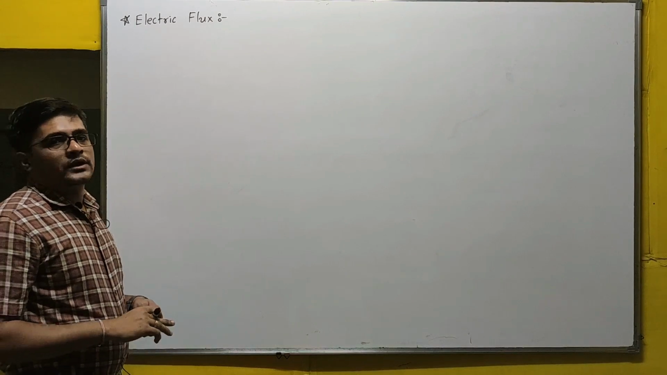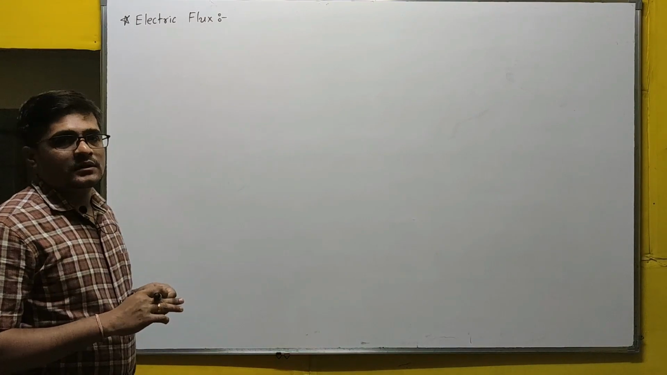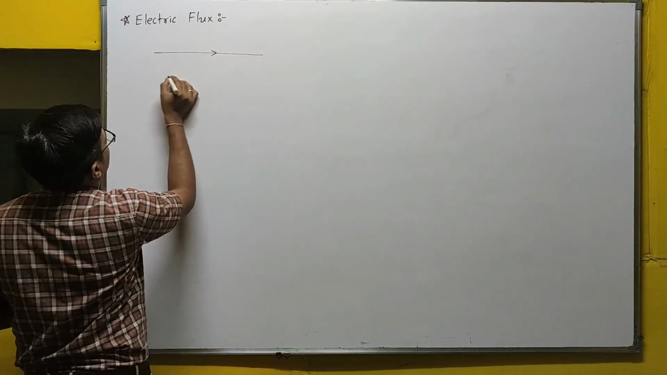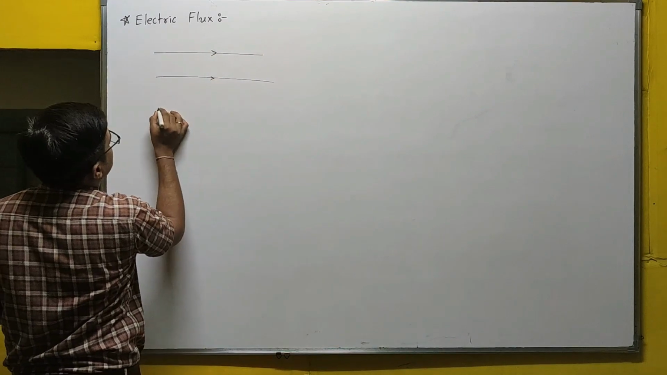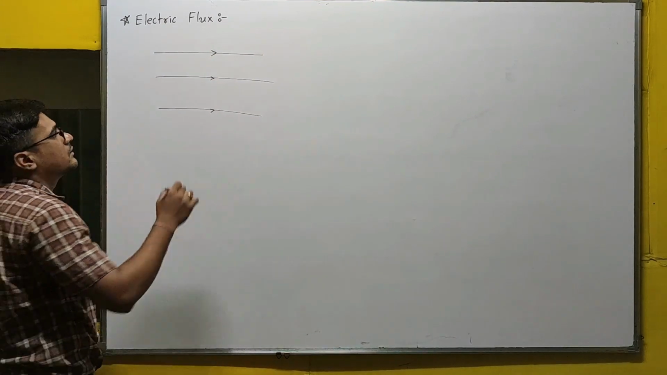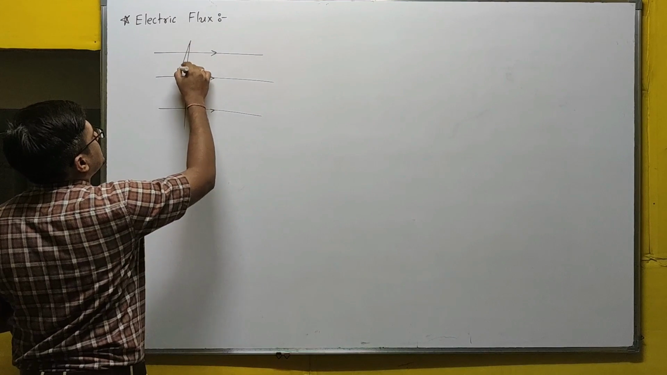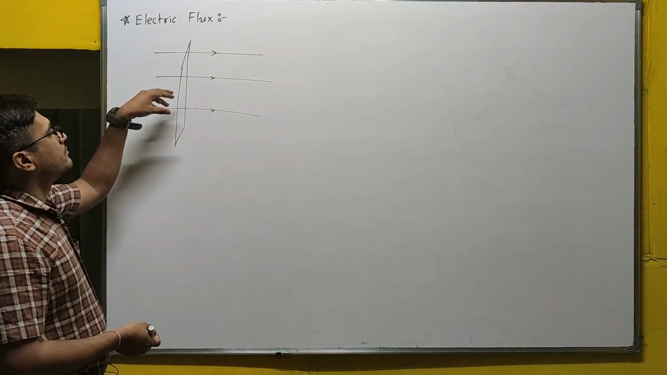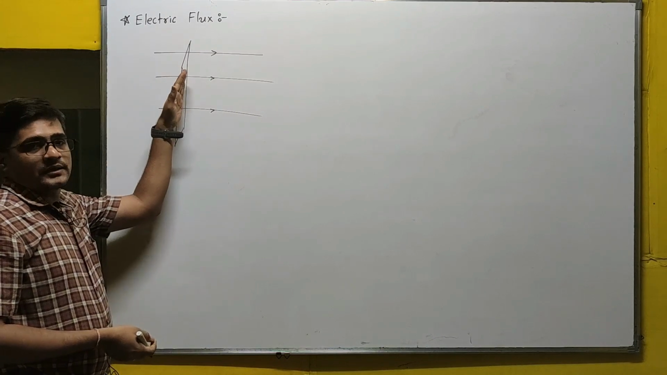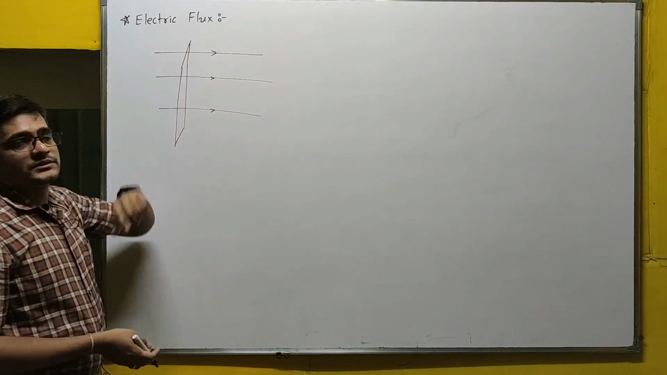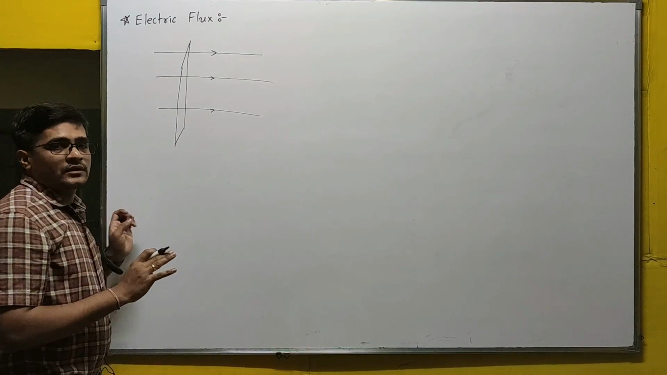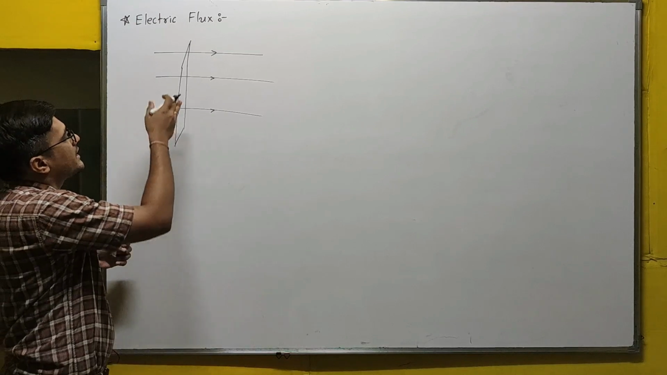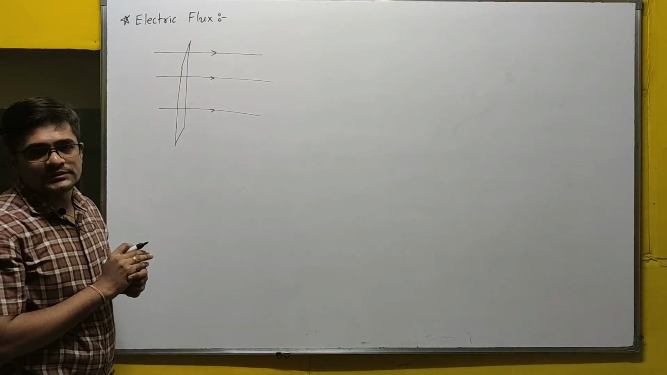Now today we are going to discuss electric flux. Now what is electric flux? Suppose here the electric field is in this direction and consider a surface, a plane like this. The number of field lines passing through this plane is denoted by electric flux. So electric flux is what? The number of field lines passing through any surface is called the flux associated with this surface.